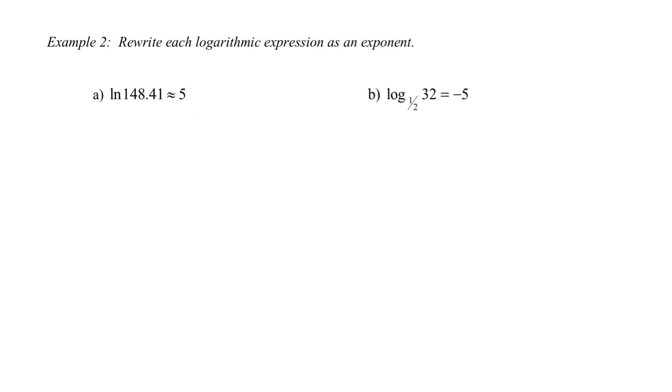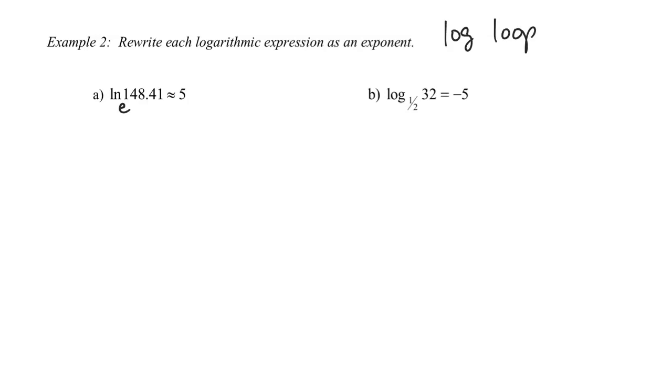Okay, here in example 2, we're going to be going the other direction, and we're going to use what some teachers call the log loop. Here's how we perform the log loop to write things out of logarithmic form and into exponential form. We start at the base, which, if you look in letter A, there is no base written, but there is a base. What's the base of the natural log? The base of the natural log is e.